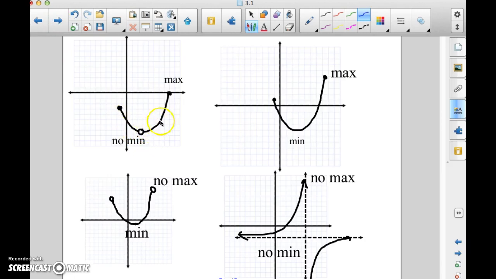So here's an example of a graph with no min, but it does have a max. Here's an example of a graph with no max, but it has a min. This has both a min and a max because it's a closed interval and it's continuous in between, so it's guaranteed to have both. And this is an example of a graph that has neither a min or a max because this graph goes up and down forever to infinity.